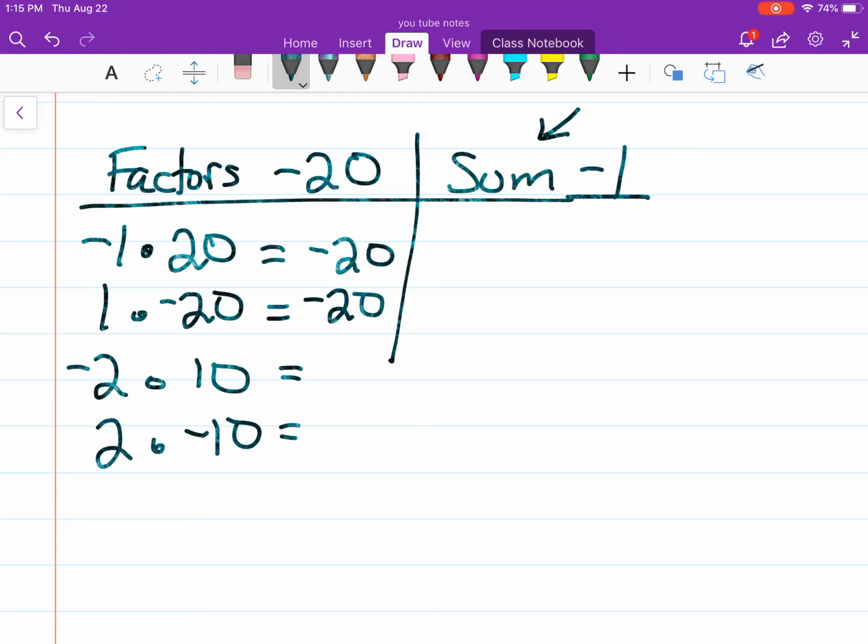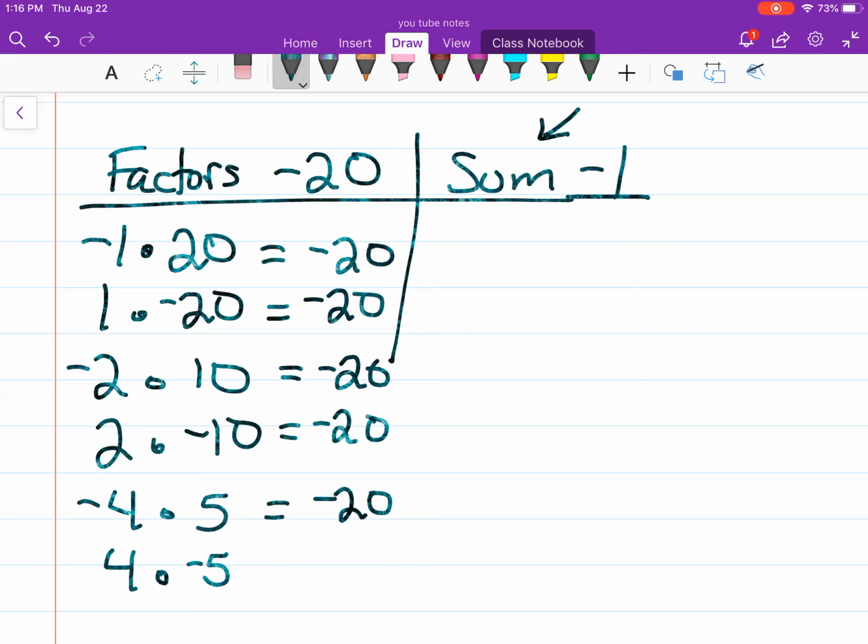So we have to make one negative 2, and then the other time we have to make the 10 the negative. So this will still give me a negative 20 and a negative 20. I will also have negative 4 times 5 and a positive 4 times negative 5. And both of these will give me the negative 20. Now, let me erase that and fix it.